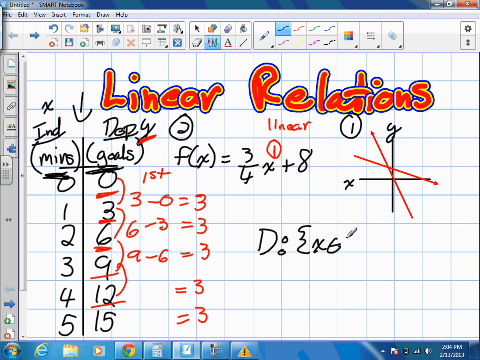Okay? So that means we're going to do every single value, and there is a restriction. What's the lowest amount of time I spend on the ice? 0. And what is the most I've spent on the ice? 5. So we have 0 is less than or equal to x, and x is less than or equal to 5. Okay, so here's our domain.